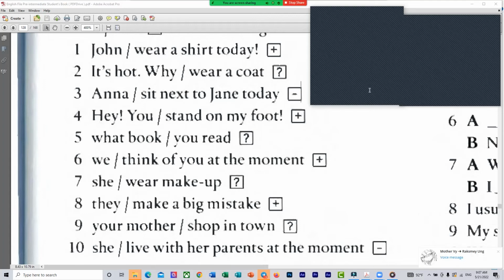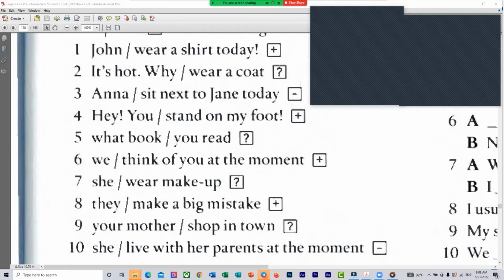Number 4. Hey, you standing on my foot. You stand or you are standing? You are standing. You are standing on my foot. Okay, we don't pronounce food, we pronounce foot. Food is something you can eat, so this one we pronounce foot. Okay, standing.